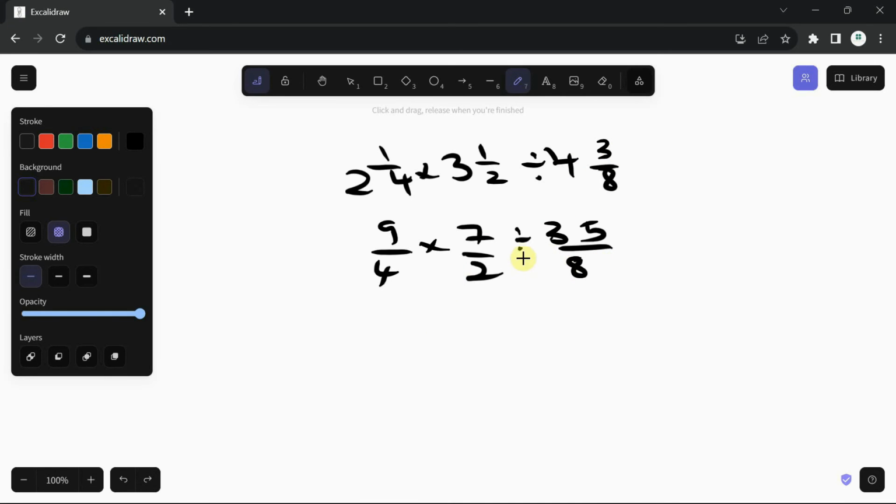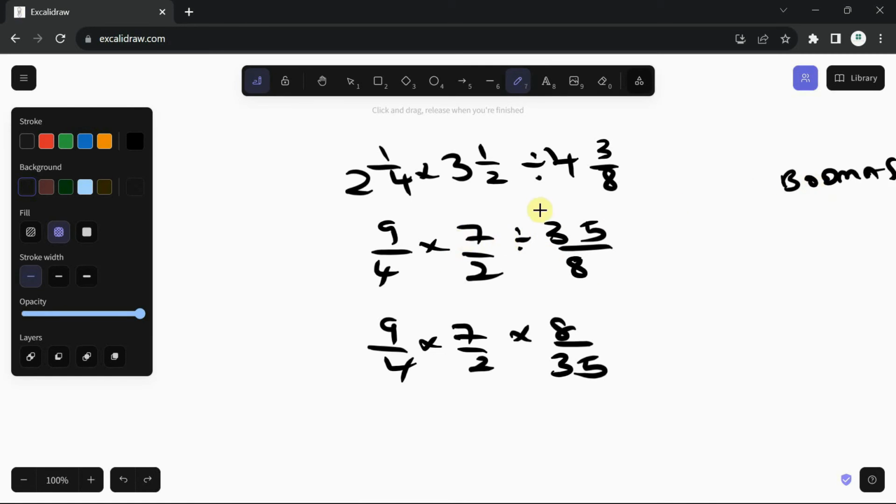Then the next thing is that this is our division. Let's change this to multiplication. So that will be 9 over 4 times 7 over 2 times 8 over 35, right? The reason why I'm expressing all of them at once is because multiplication and division have the same order of precedence. If it was addition here, I'd have to do the division part first, because of BODMAS.